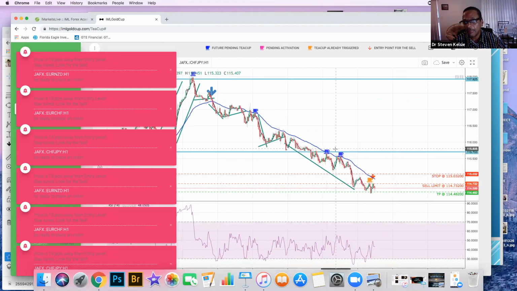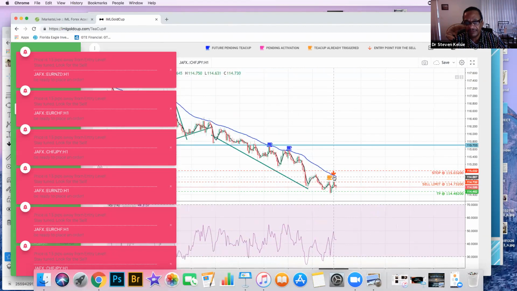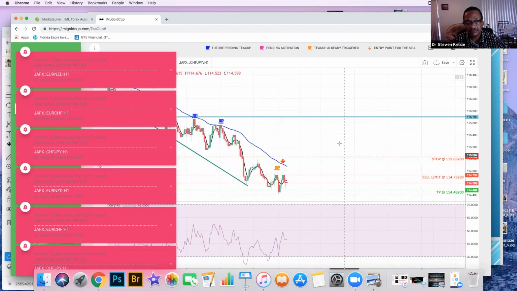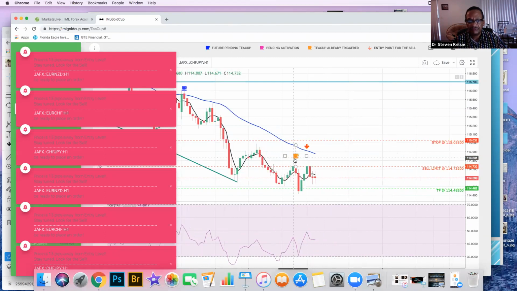CHF JPY. This just happened. Can y'all see that? The teacup, this is the candle. Right here, the arrow is saying this is where you want to get in. It said get in on this candle right here because it's at the highest point for a sell. And that's why you see that coming down. That's really strong right there. It's in a downtrend. That's good. The trend is your friend, right?